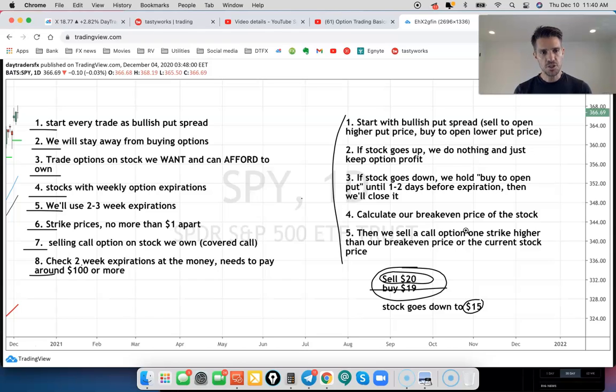So that's a little bit on the strategy. I know it's a lot to think about, it's a lot to digest. I hope that is helpful, and I hope that gives you an idea of how this strategy works.